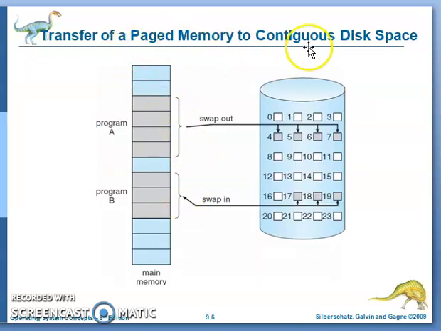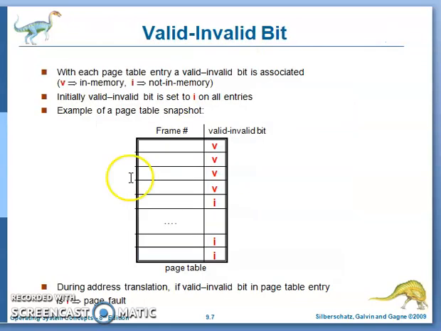Transfer of a paged memory to contiguous disk space. This is the main memory or physical memory. Program A has 4 frames. Program B has 3 frames. Swap out program A. So the 4 frames are moved from physical memory to the secondary storage device in contiguous blocks, blocks 4, 5, 6, 7. Swap in means that at locations 17, 18, 19, these 3 contiguous blocks are swapped into the main memory. This is called transfer of a paged memory to contiguous disk space.